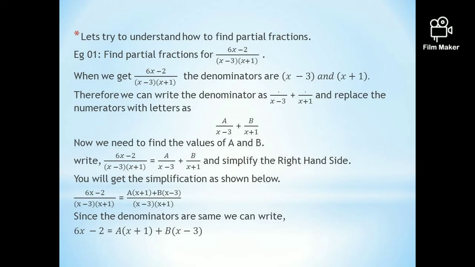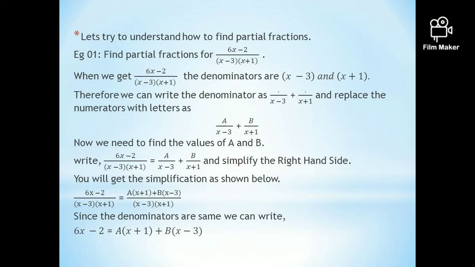Then simplify the right hand side, A over x minus 3 plus B over x plus 1. In the same way we did with the algebraic additions, you have to take the LCM, x minus 3 into x plus 1. Then A is multiplied with x plus 1 plus B is multiplied with x minus 3. Therefore, it will turn into 6x minus 2 over x minus 3 into x plus 1 is equal to A times x plus 1 plus B times x minus 3, divided by x minus 3 into x plus 1. Hopefully you can understand up to here.